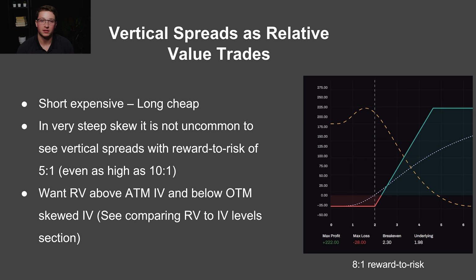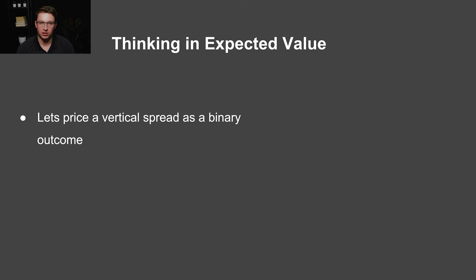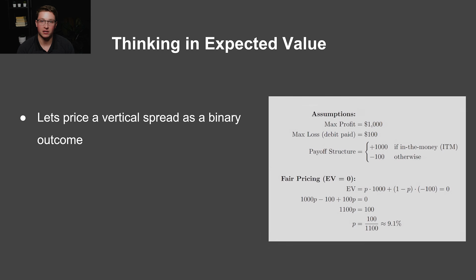In steep skew environments, it's not uncommon to see vertical spreads with reward to risk ratios of 5-to-1 or even as high as 10-to-1. To understand how powerful that is, let's reframe the spread as a binary payoff structure and price it using expected value. Suppose a vertical spread pays out a fixed amount if the underlying finishes above the short strike at expiration and expires worthless otherwise. For example, if we can construct a spread with a max profit of $1,000 and a max loss of $100 being the debit paid, the payoff becomes a binary structure where we either win $1,000 or lose $100, a 10-to-1 reward to risk ratio.